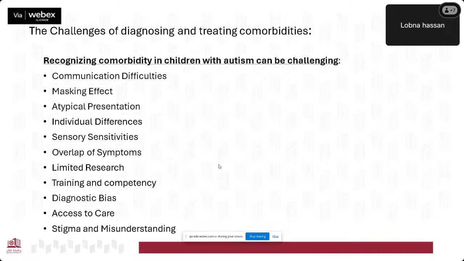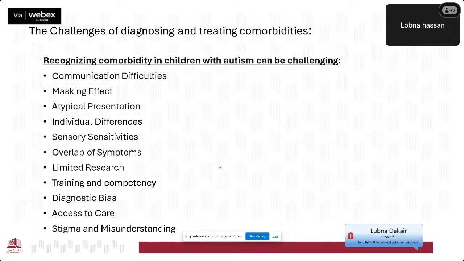The other thing is atypical presentation: some medical conditions present differently in children with autism. For instance, anxiety might manifest in autistic people by hyperactive behavior or self-stimulatory action rather than the typical verbal expression of worry. Individual differences: autistic people have a wide range of individual differences, which means that a treatment that works for one might not work for another. And from here comes the challenge in treating comorbidity in autistic people. Sensory sensitivity also: children with autism often have sensory sensitivity. Pain or discomfort related to a comorbid condition may be perceived differently by them. Overlap of symptoms: certain symptoms are common both in autism and other conditions. For example, sleep disturbance, feeding difficulty, or irritability can co-occur both in autism and other medical conditions.